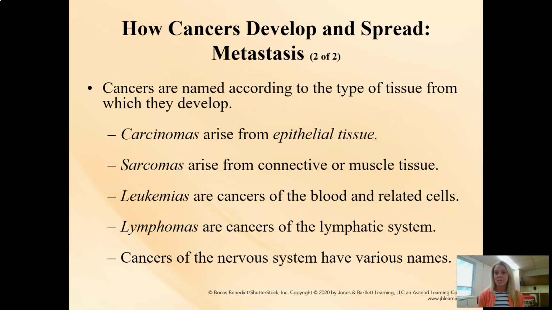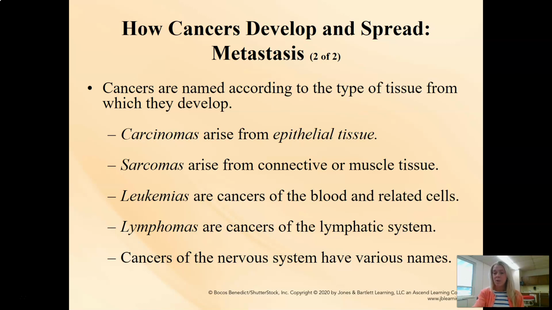Cancers are named according to the type of tissue from which they develop or come from. Carcinomas arise from epithelial tissue. Examples of these would be lung, mouth, stomach, skin, breast, colon, and ovarian cancers. Sarcomas arise from connective or muscle tissue. Leukemias are cancers of the blood and related cells. Lymphomas are cancers of the lymphatic system. And cancers of the nervous system have a whole lot of different names. So those are usually your brain cancers.